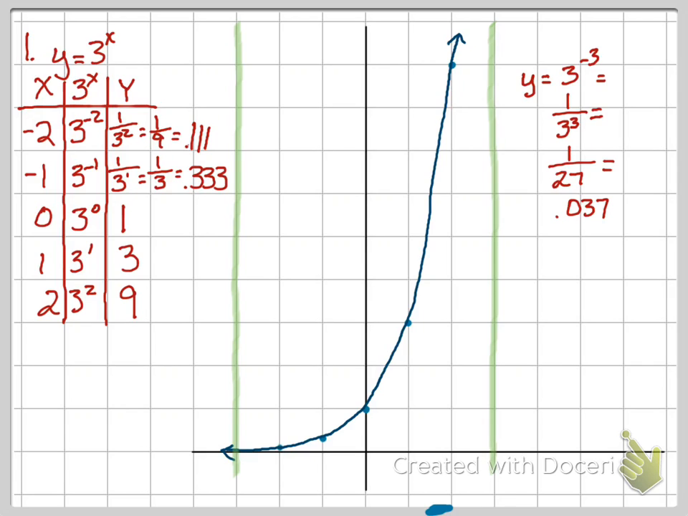Now, let's do y equals 3 to the 3rd. 3 to the 3rd is equal to 27. So 0.037 is on the low side, so that is our minimum, and 27 is on the high side, that is our maximum. And that looks like it takes care of everything you've asked for.